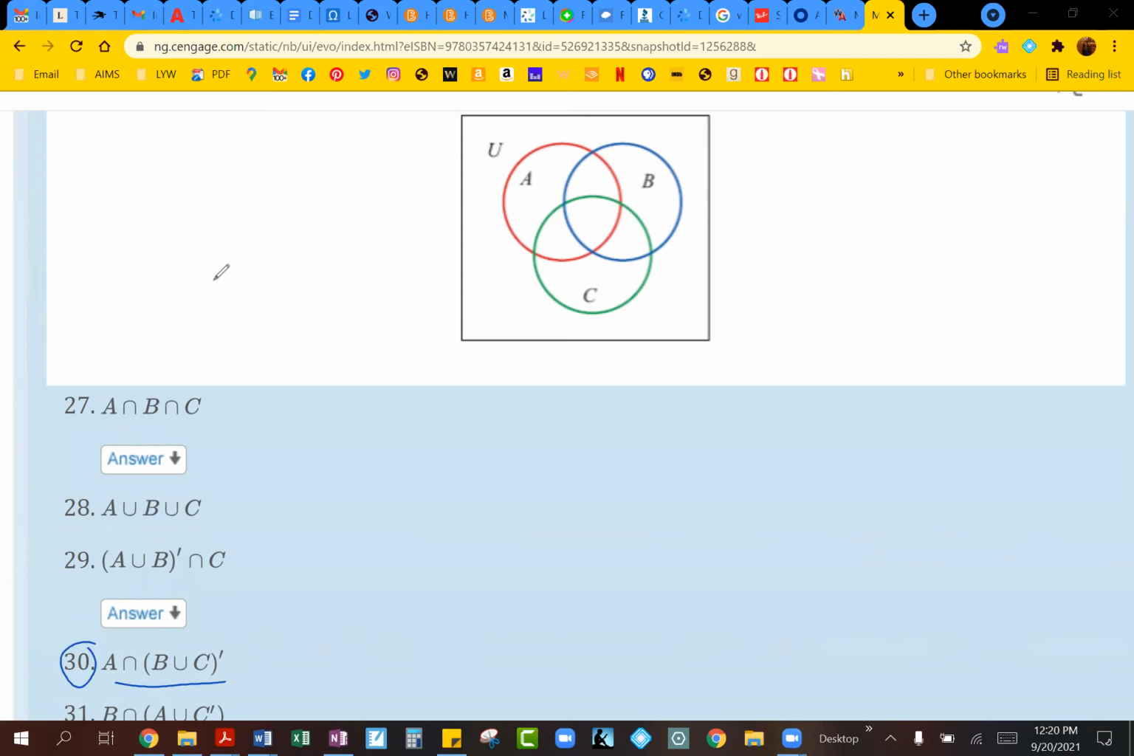So we have A intersect with B union C complement. So you can see how they're doing the B union C complement. This is where, again, I would recommend using De Morgan's laws to help you see what set we are looking at. So just using B union C complement.